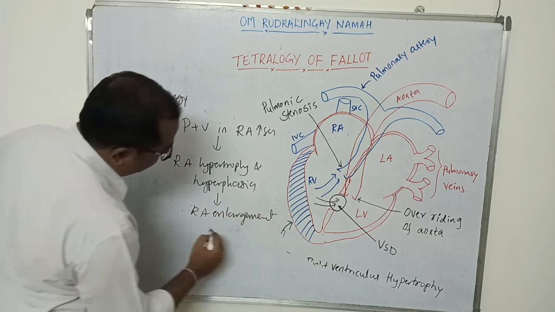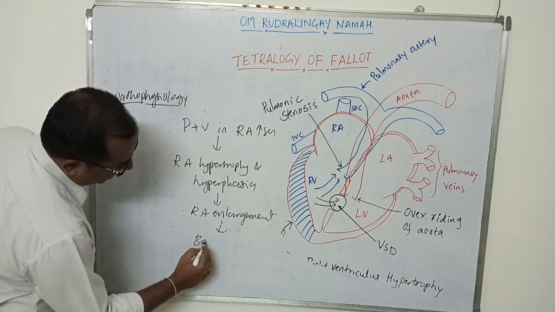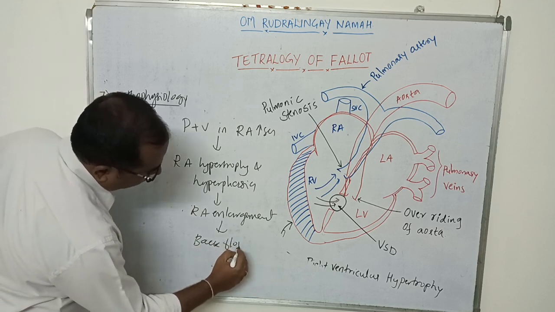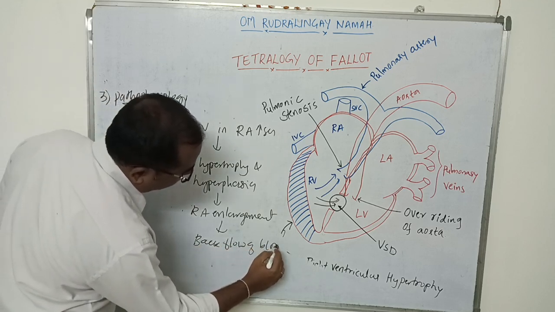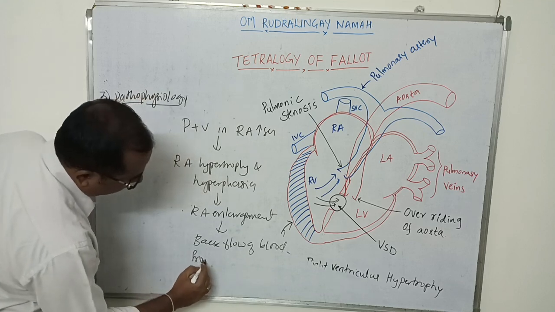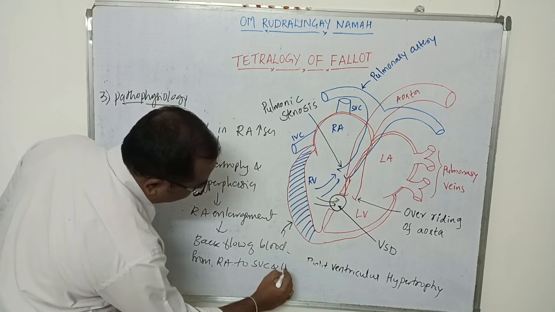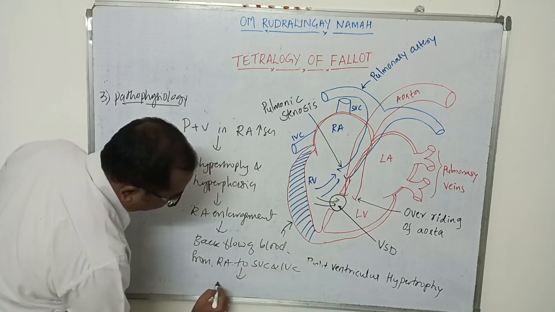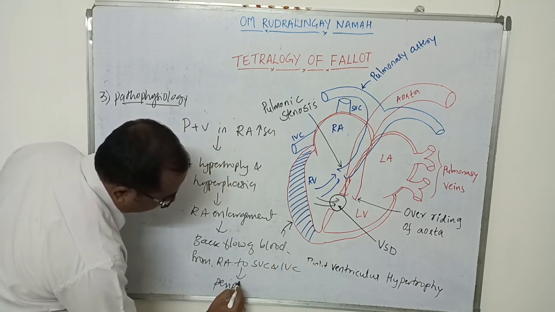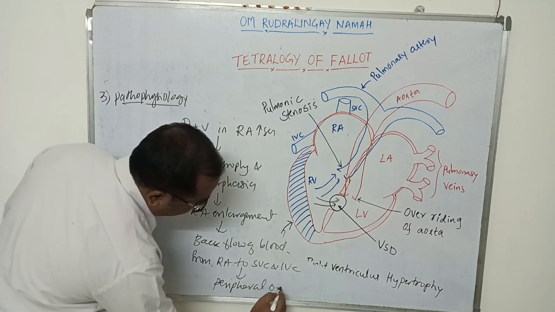And finally what happens here? There is a backflow of blood from right atrium to superior vena cava and inferior vena cava. So this will lead to what happens? Peripheral edema.